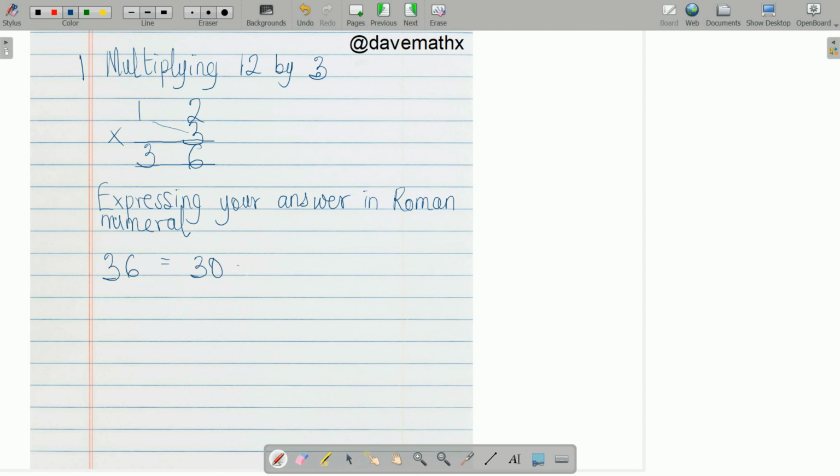36 can be expressed as 30 plus 6. 30 in Roman numerals is XXX, while 6 is VI. Adding all together becomes XXXVI, and that's our final answer.